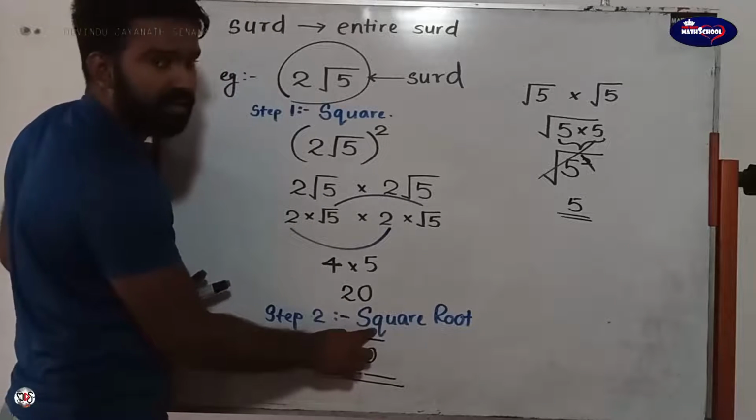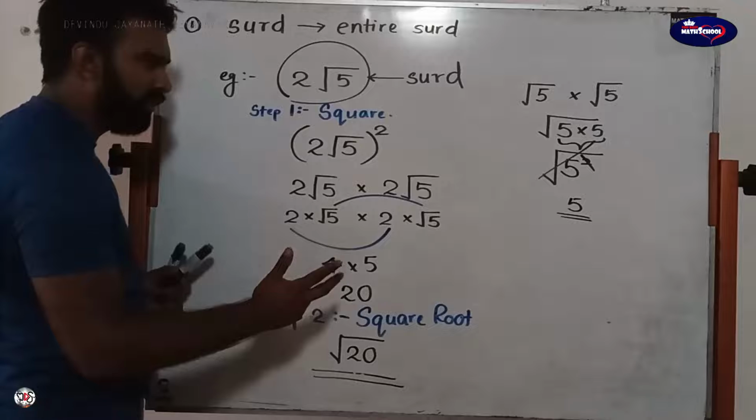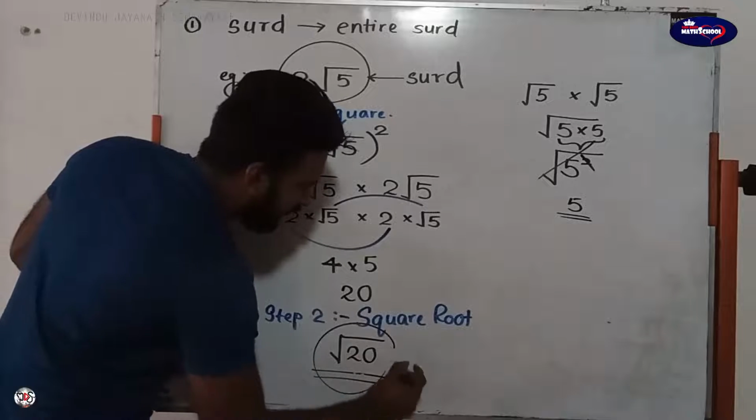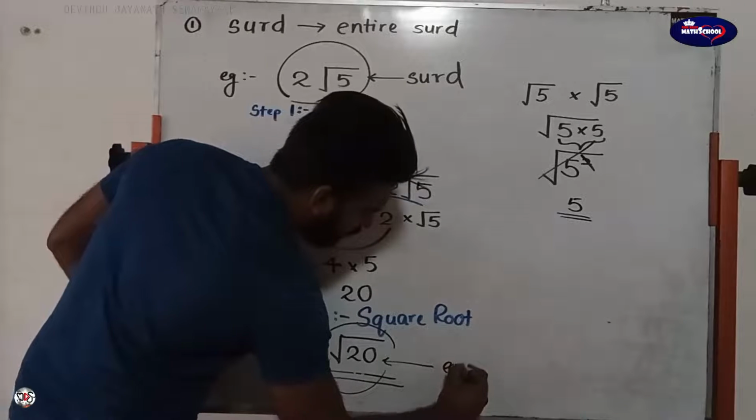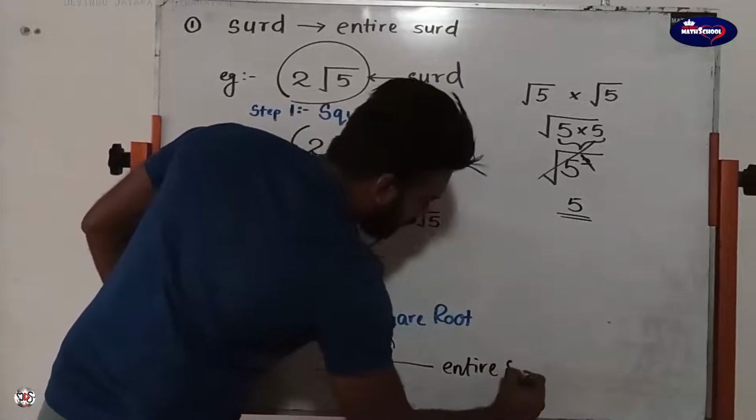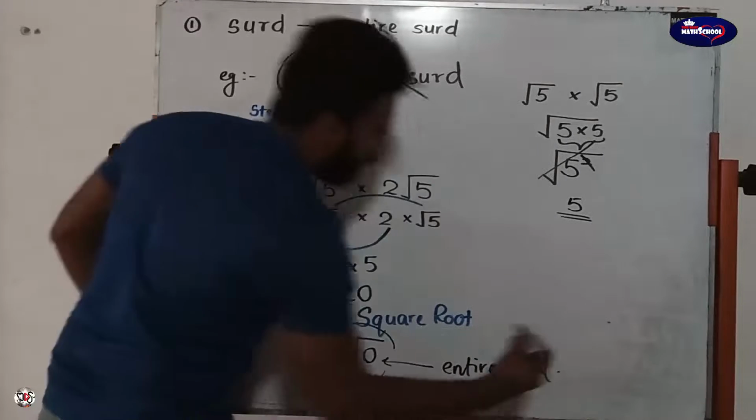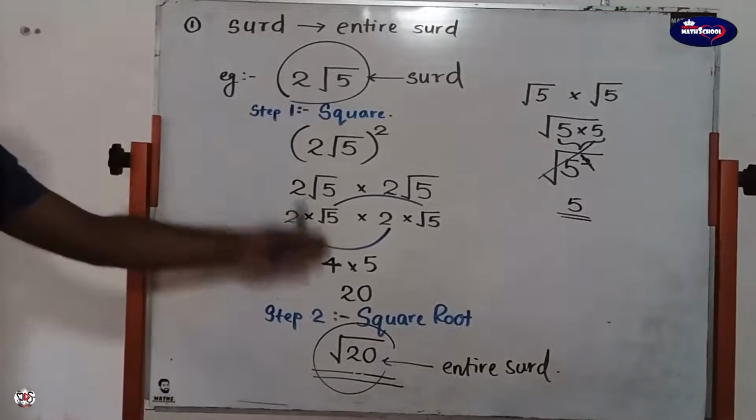Opposite of that, we are putting the square root symbol, finished. So this is the entire surd. Right. Take this down.